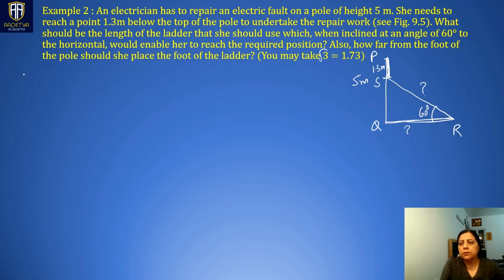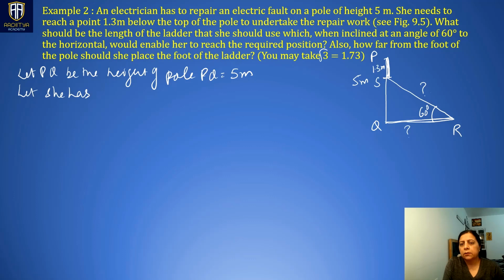So now initially we consider, let PQ be the height of the pole, right? So PQ is equal to 5 meters. Let her have to reach point S. So what is the height of QS now? QS is 5 minus 1.3, that is 3.7 meters. She has to reach a point which is 1.3 meters below the top of the pole. Right? So this distance is 3.7 meters.